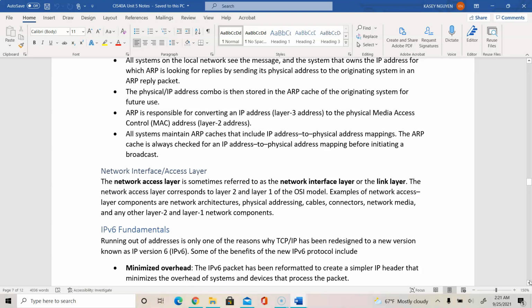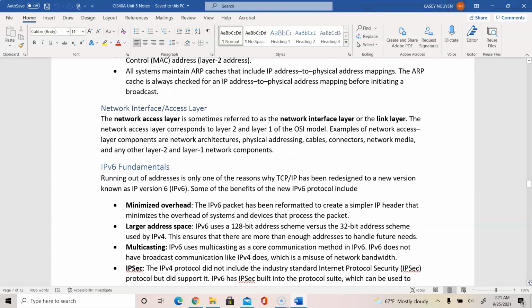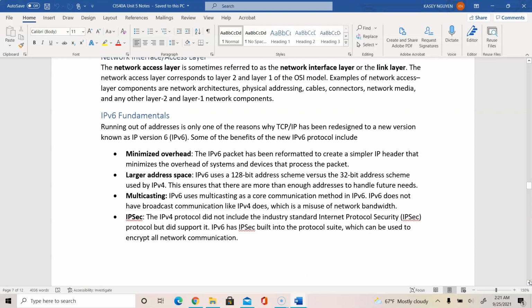So in the network layer, you would also see not just IP version 4, but IP version 6. And so running out of addresses from version 4 was the main motivation in creating IP version 6. The benefits of version 6 include that it minimized the overhead because it's a simple IP header compared to the older version. So it doesn't utilize too much of the resources to process the packet. It does have a larger address space in that it is a 128-bit address versus 32-bit from version 4. It also can use multicast as the core of communication, so it doesn't have broadcast communication compared to IPv4, in which broadcast would utilize a lot of the bandwidth to send out to all the systems where it might not even be needed.